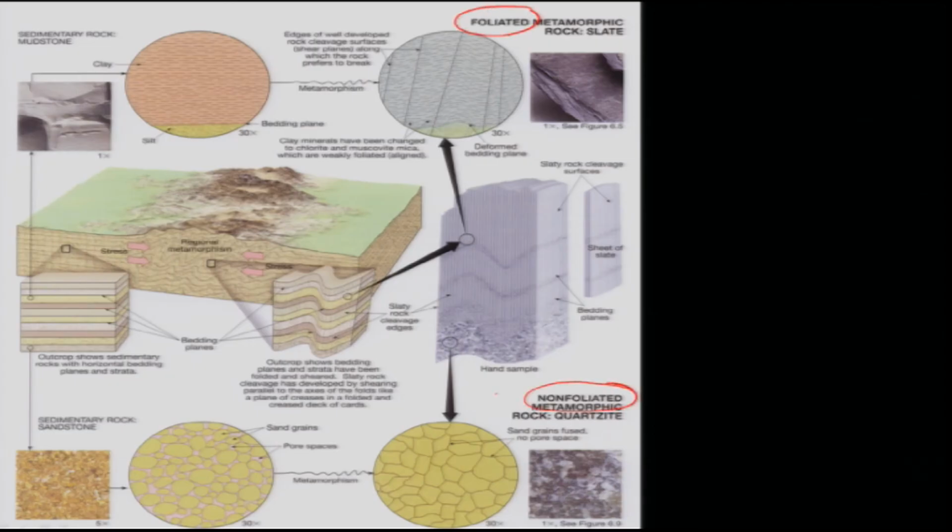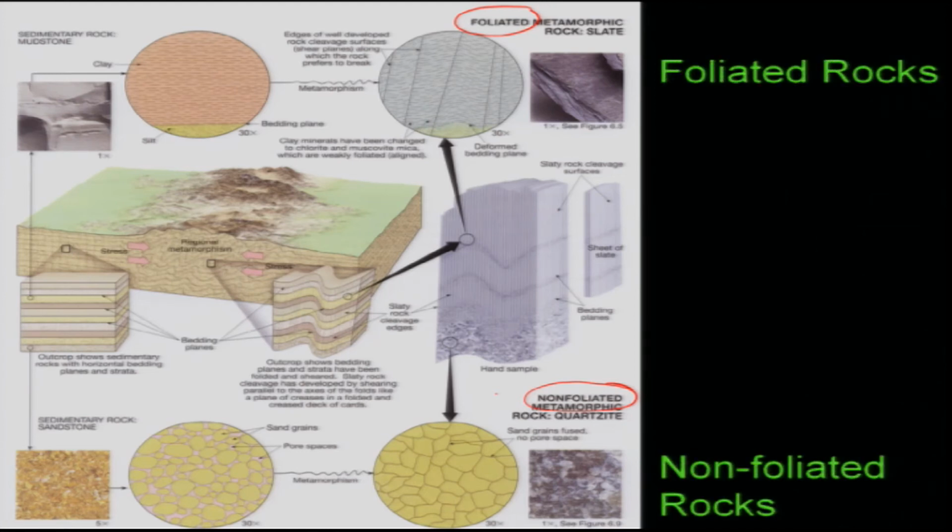In foliated rocks you will have very definite cleavable planes of weakness. So, foliated and non-foliated rocks. We'll see different types of foliated and non-foliated rocks in the coming slides.